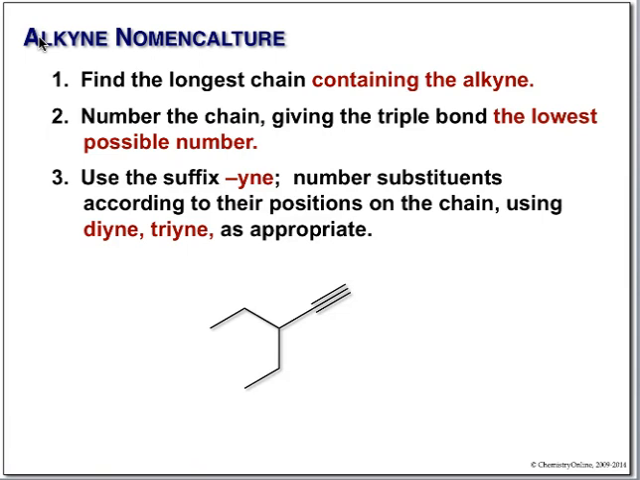So if we look at this one, step one, we want to find our longest chain. It's going to look something like this. It's going to include the 2 alkyne carbons, and then 1, 2, 3 others. So we're dealing with a 5-carbon parent. Because it's a 5-carbon parent, it's going to be a pent. We want to give the alkyne the lowest possible number, so this is going to be carbon number 1.